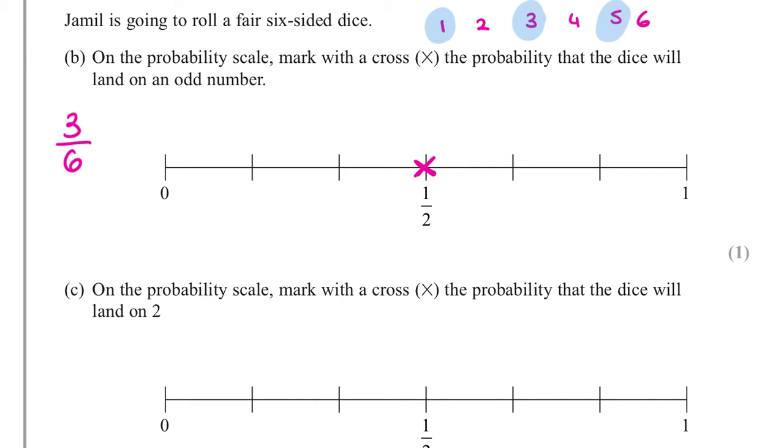On the probability scale, mark with a cross the probability that the dice will land on a 2. How many 2s do we have? 1 out of 6.